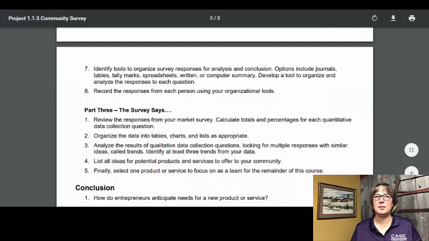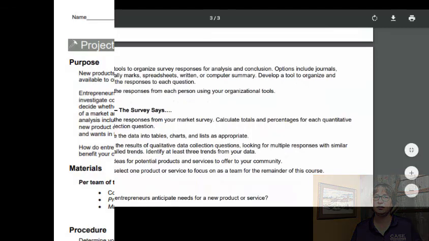If teams are unable to make a selection of a product or service, they should return to Part 2 of the project to develop additional questions and conduct supplemental surveys so that they can make an informed, data-driven selection of a product or service to offer the community.